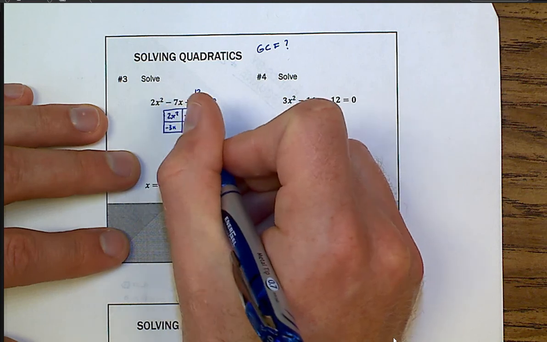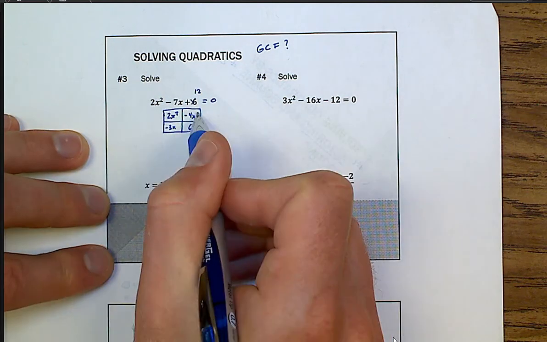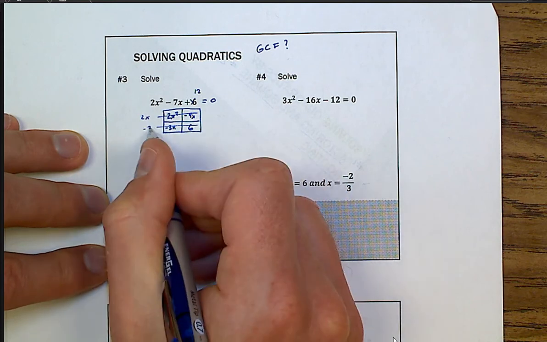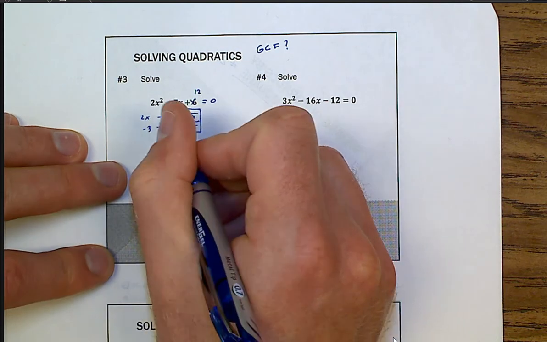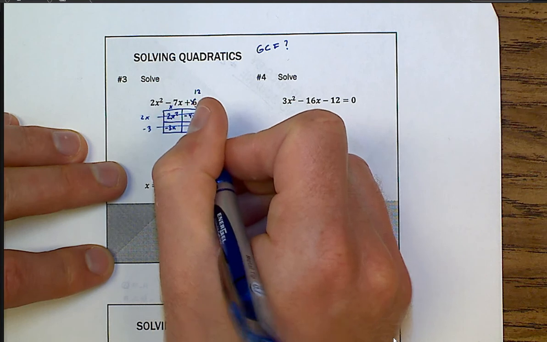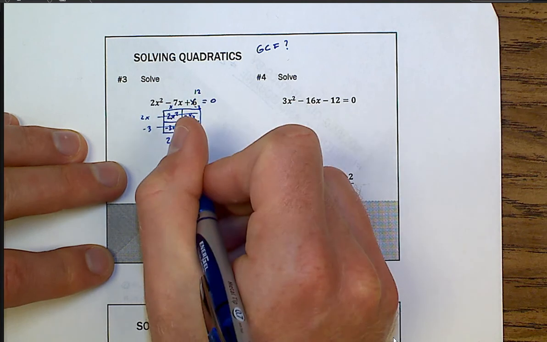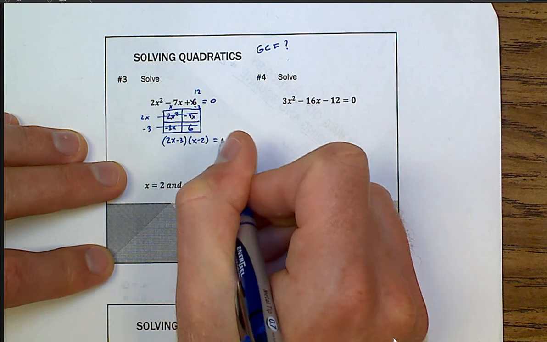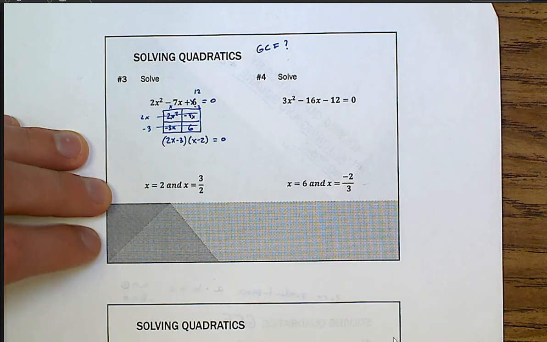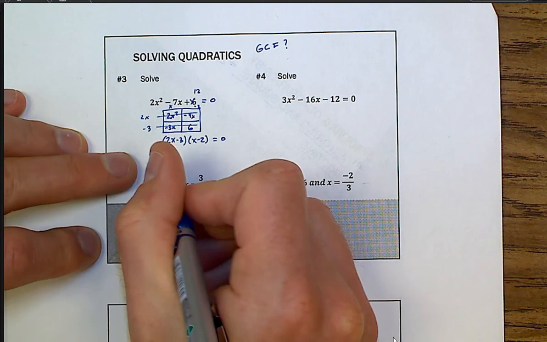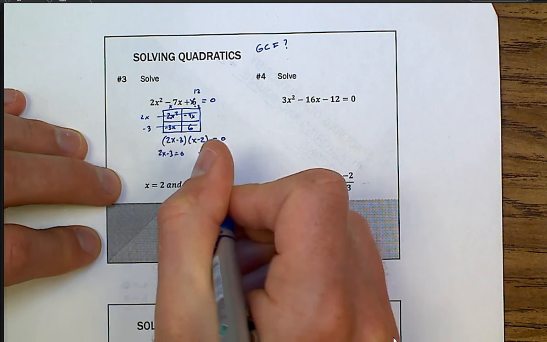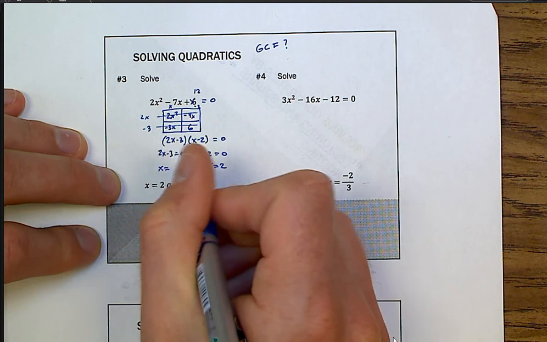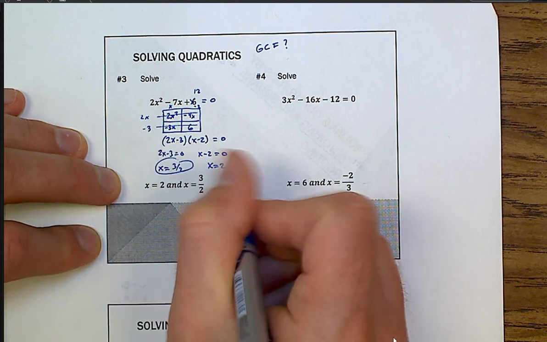Put your x's in there. Going across, 2x. Going across, since that box is negative, negative 3. Going up is x, and going up is negative 2. So I get 2x minus 3, and then I get x minus 2, and those are set equal to 0. So, zero product property, 2x minus 3 equals 0, and x minus 2 equals 0. So I get x equals 2, and x equals, I'd add 3 and divide by 2, which is 3 halves, and 2. Okay?